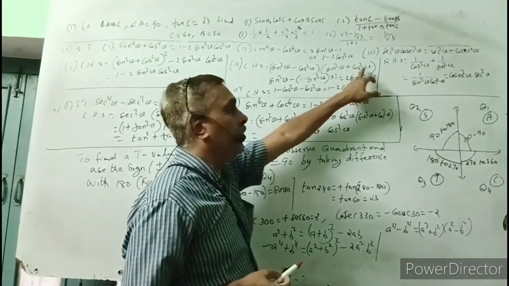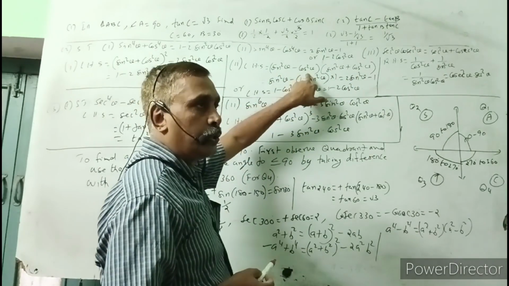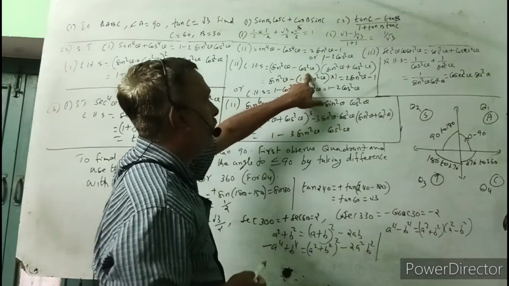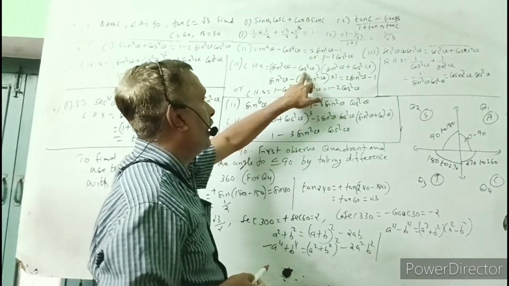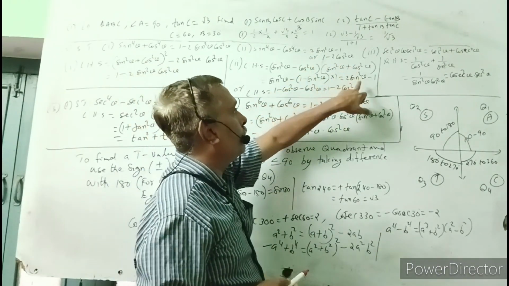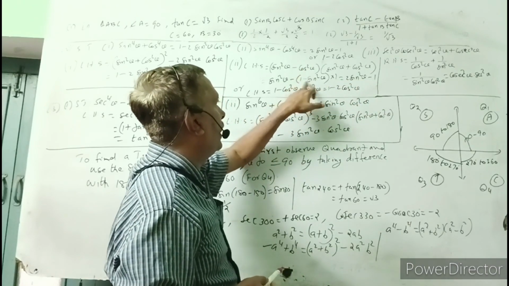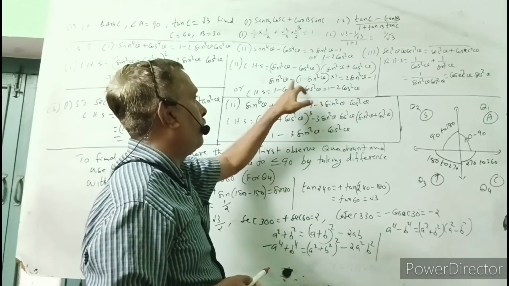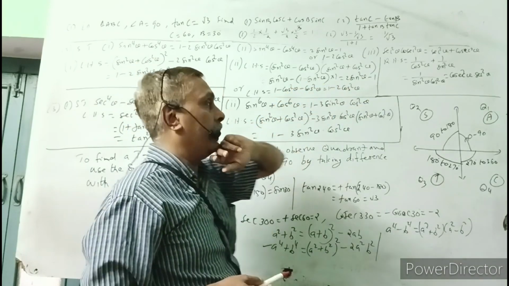This will become 1 and the sin square theta minus cos square theta remains. Now we check if your answer is required in sin square. First, the answer is required in sin square, so change cos square to 1 minus sin square. Simplify, opening the bracket, you will get 2 sin square theta minus 1.